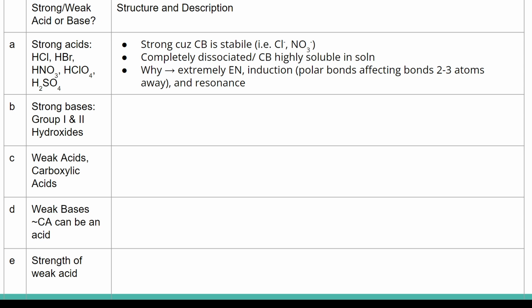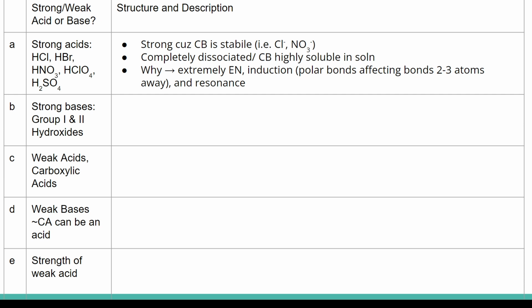So we have induction. And so induction, as I've labeled here, are polar bonds that are affecting bonds that are farther away. So it might be 2 to 3 atoms away. And so if I have a polar bond, you can induce a dipole in something that is 2 to 3 atoms away. Or we could just affect other polar bonds in molecules in general. And then obviously we have resonance.